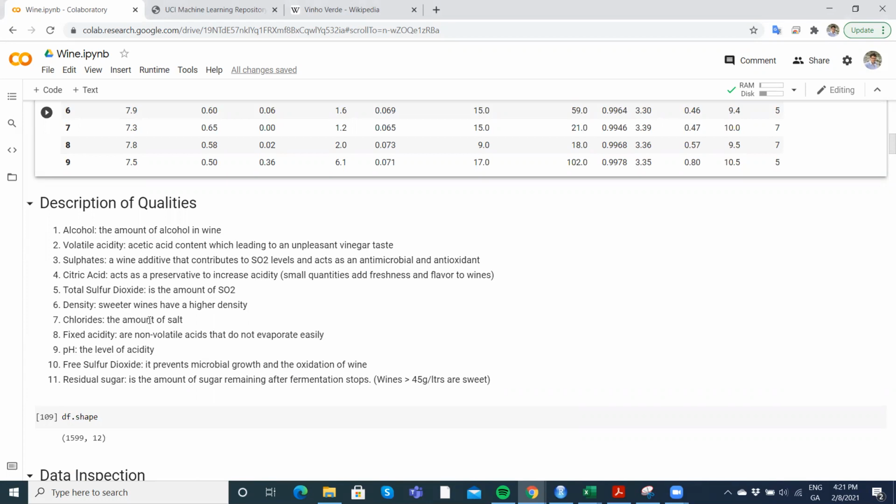Chlorides, which is the amount of salt. Fixed acidity, acidity, and then free sulfur dioxide and residual sugar. 45 grams per liter: wines that breach that criteria tend to be regarded as being sweet.